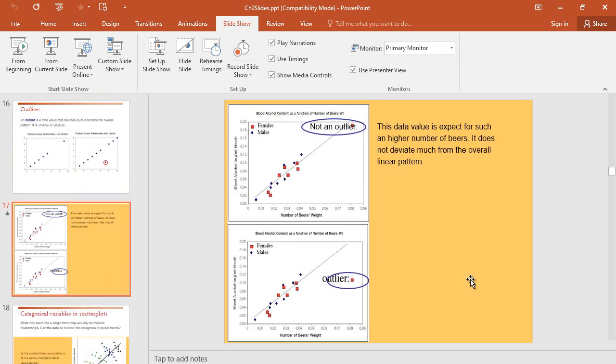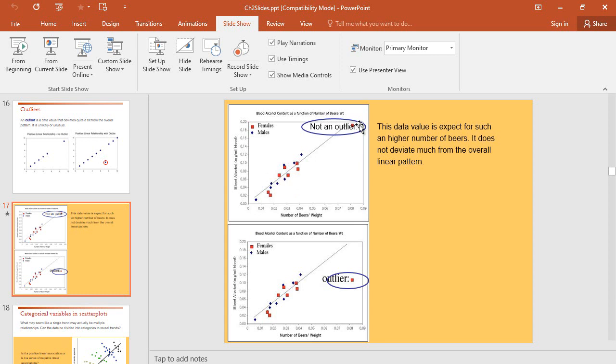Here are two other examples on outliers. In the first scatter plot, we are using colors here. Notice that the data points corresponding to female cases are in red, and data points corresponding to male cases are in blue. And we are looking at the blood alcohol level versus the number of beers divided by weight. So number of beers as a percent of weight here.